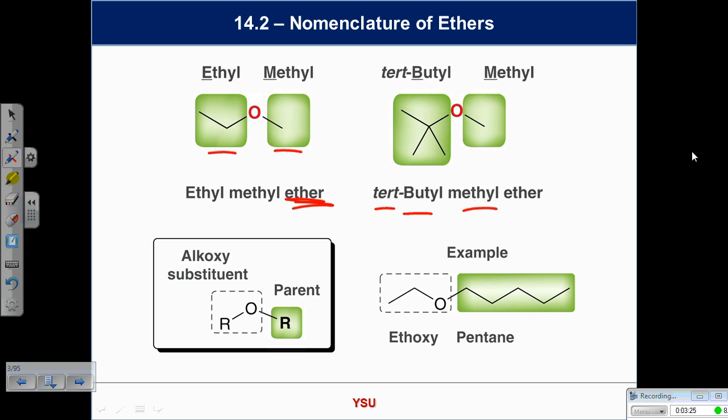It does count if it's part of the word. So isopropyl, I counts. T-butyl, T does not count. Don't forget those things from last year.